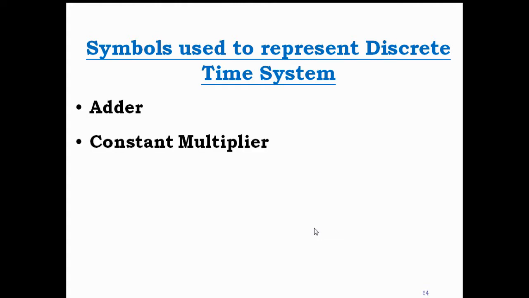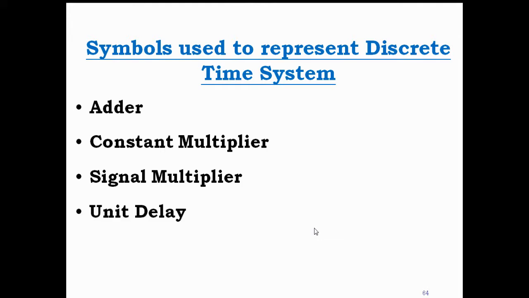Second is a constant multiplier. If I would like to multiply a constant value with the signal, that is considered a constant multiplier. Third is the signal multiplier. When we have two different signals and we would like to multiply them, that is considered a signal multiplier. All of these have their own different symbols. We'll have a quick look at these after this slide.